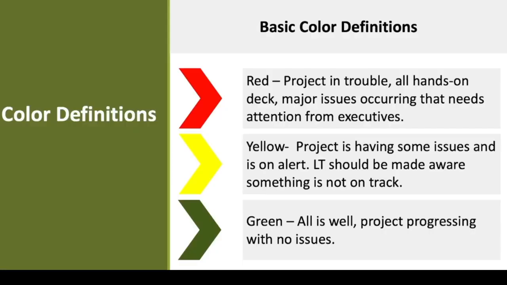So, very basic. Red is red. Project's in trouble. Yellow is yellow. Projects that have some issues. Green is green. We've seen these definitions before. You can tweak the wording. Your executives are going to default. Red's trouble. Yellow's caution. Green's okay. I can't stress enough from a communication perspective how important it is to stay to these basic color definitions.